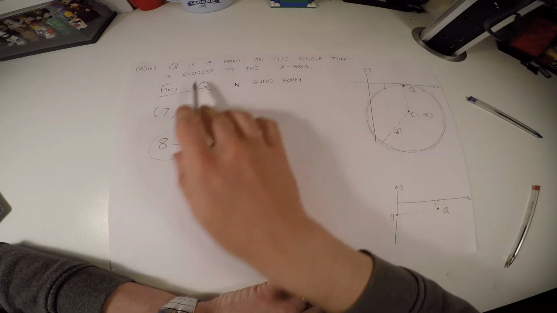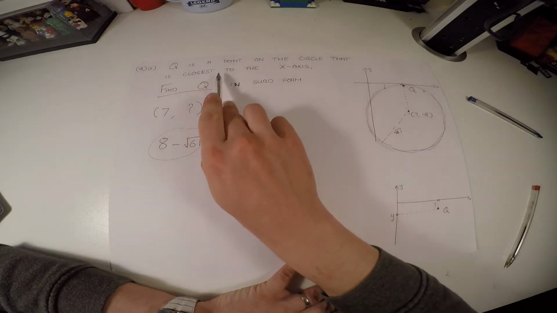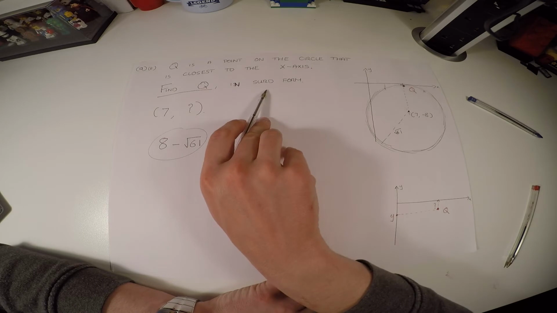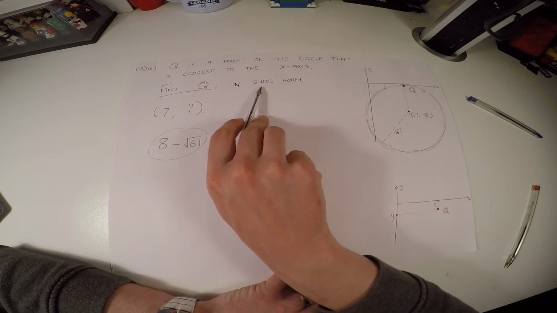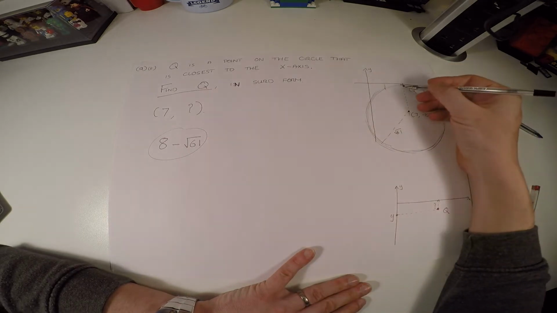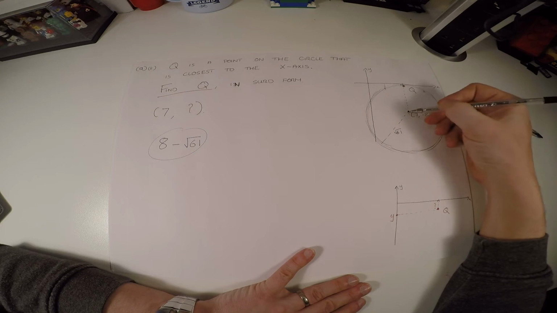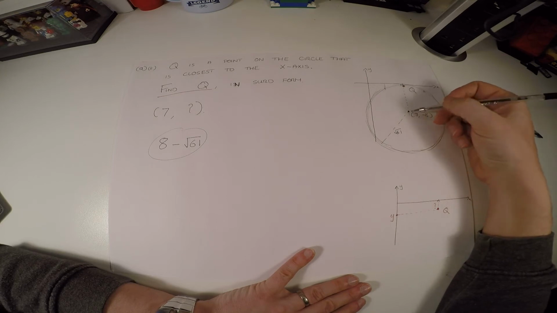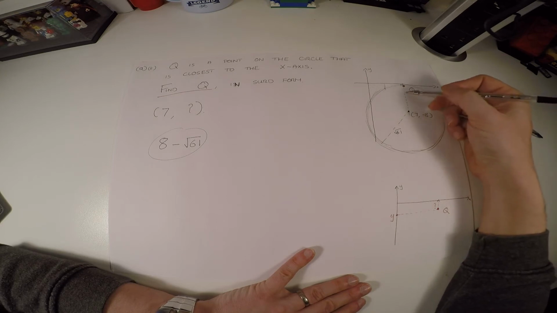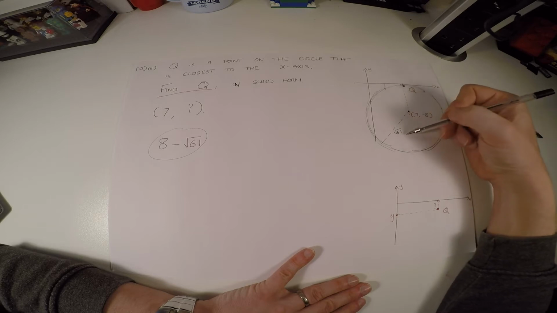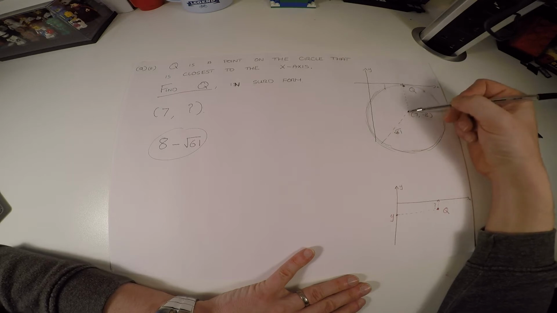The next question says Q is a point on the circle that is closest to the x-axis. Find Q in surd form. That just means you'll have square roots in your answer. Let's look at Q here. If we look at the centre of the circle, we know that above the centre there's some point Q close to the x-axis. We also know the radius of the circle is square root of 61. But we know the centre lies 8 units below the x-axis.